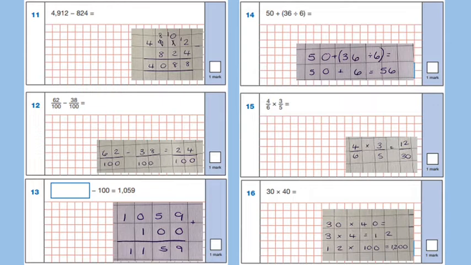Number 12, we've got 62 hundredths subtract 38 hundredths. This one is a nice easy one because remember, in addition and subtraction, you don't change your denominator, so it stays over 100, and then you will just do 62 take away 38, which gives you 24.